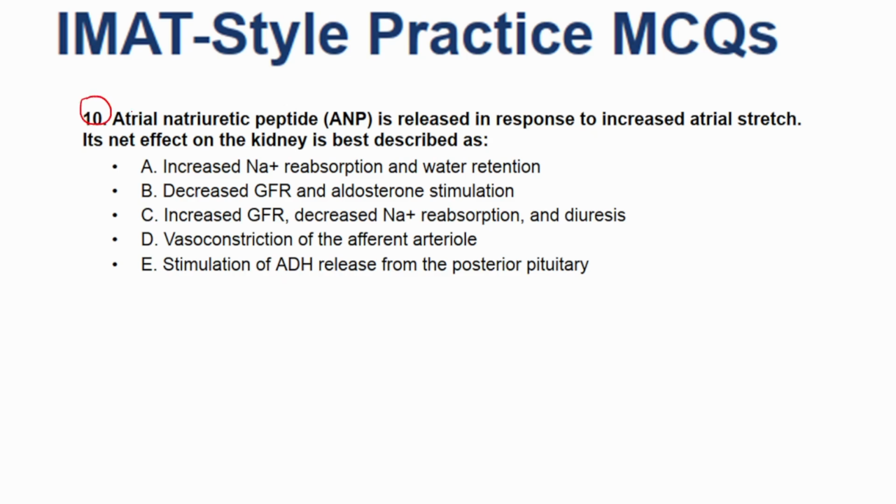Question 10 reads, atrial natriuretic peptide is released in response to increased atrial stretch. Its net effect on the kidney is best described as, here are the 5 options. First one is increased sodium reabsorption and water retention. B is decreased GFR and aldosterone stimulation. C is increased GFR, decreased sodium reabsorption and diuresis. D, vasoconstriction of the afferent arteriole. E is stimulation of ADH release from the posterior pituitary.